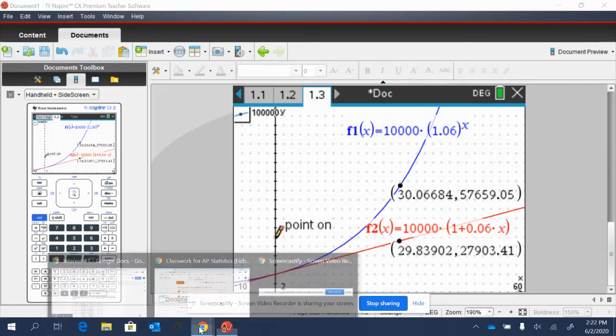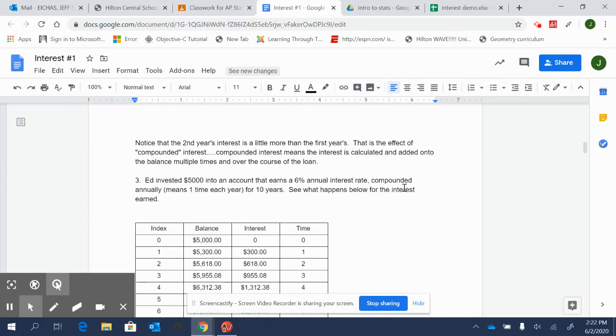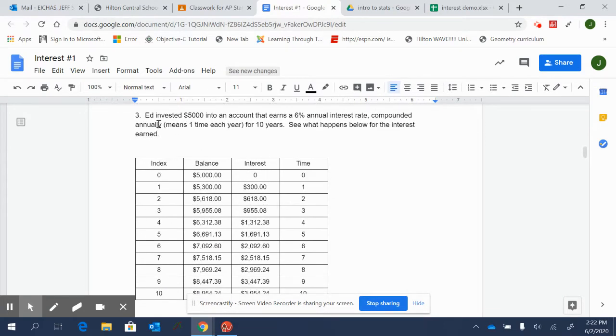So let's go back over here. Showing you guys this. Let's say we invest $5,000 into an account that earns 6% annual interest rate, compounded annually. That means the interest is calculated once a year and then fed back into the balance, which is what the investment is worth at that point in time. So you have an initial investment of 5,000. After one full year, you apply a 6% growth to that $5,000. 6% of 5,000 is 300.